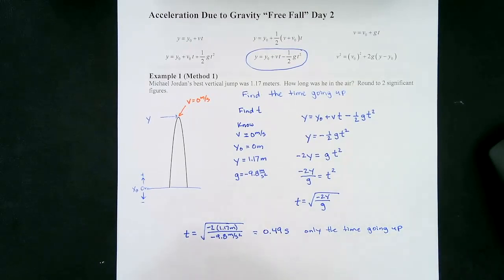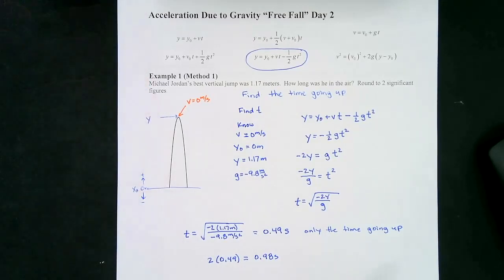Okay, so the time in the air, we would calculate by doubling that. So 2 times 0.49, which would give us 0.98 seconds. So that's pretty close to 1 second.